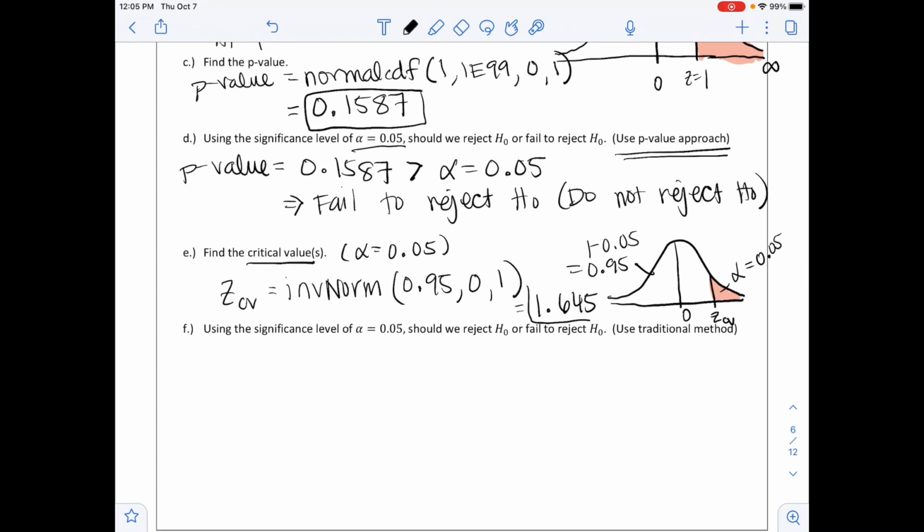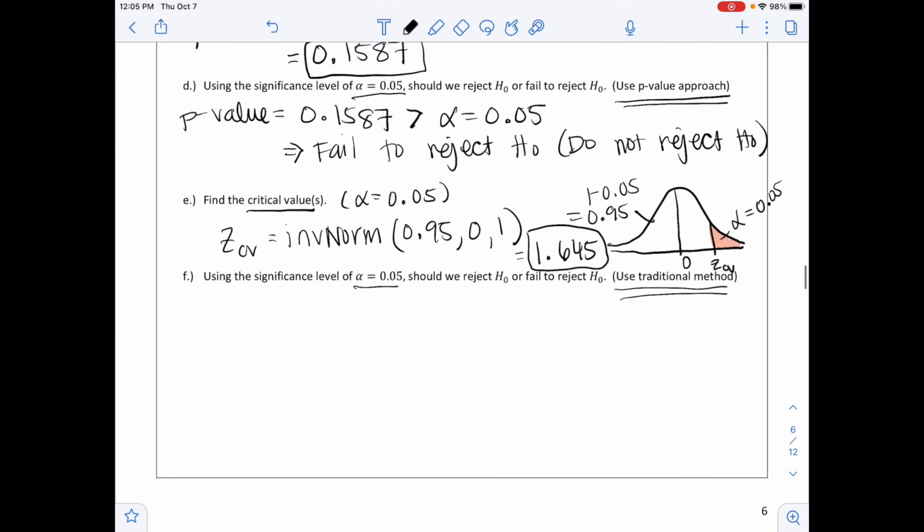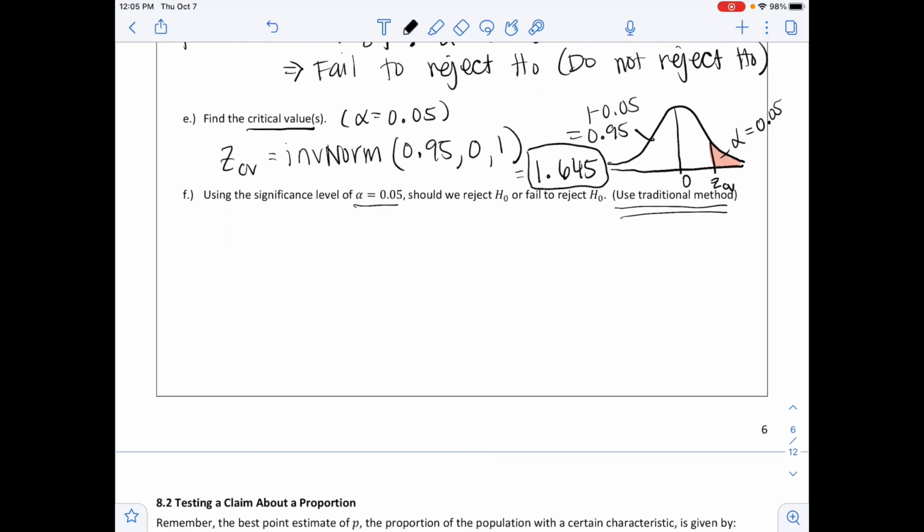And so the next thing that we have says to use the significance level of alpha equals 0.05, should we reject the null or fail to reject the null? And this time it wants us to use that traditional method. So again, we already know that we are going to not reject H naught or fail to reject H naught, but we used the p-value approach up above in part D. And so now we're going to be using our traditional method, which we don't see quite so often.